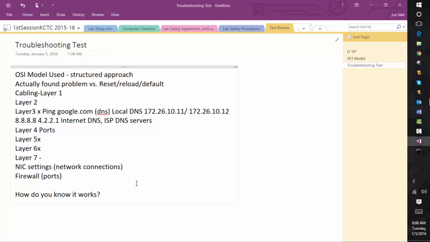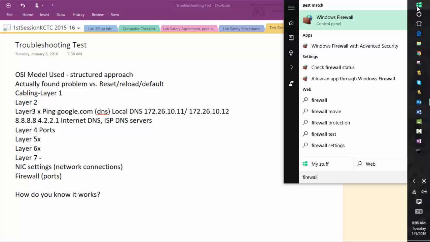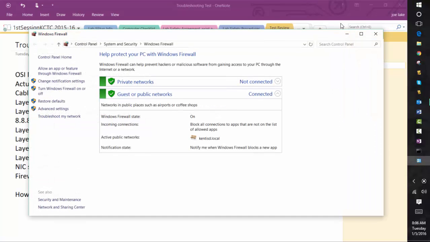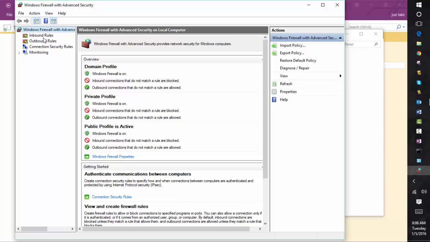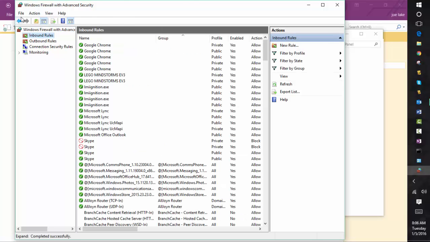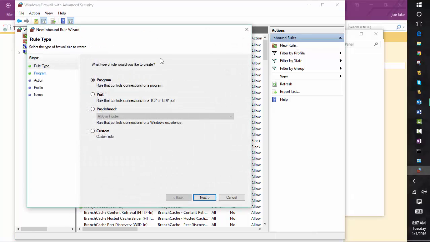Yep. So back in that firewall, I could actually make a rule, and I do this sometimes too. A lot of times I'll name it something ridiculous, like Lake's hack rule, so you can find it real easy. You can go in here and make a new rule. Have you guys ever messed with this before? So I can make a rule for a port, and I'm not going to follow through with this.